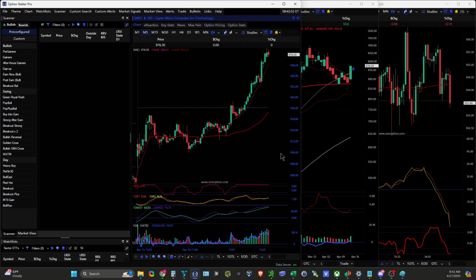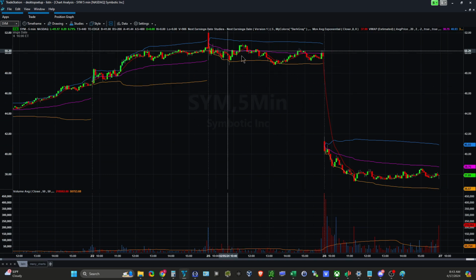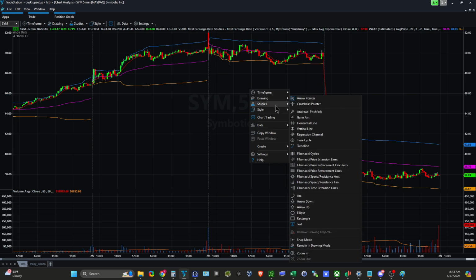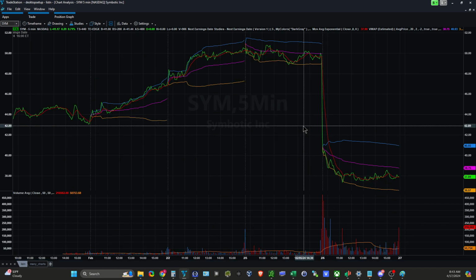So what is the best style of chart? There's a lot of different styles of chart, actually. Let me bring this up. So here we have a typical candlestick chart, as you can see. But there's a lot of different styles. So let's start with some of the most useless.